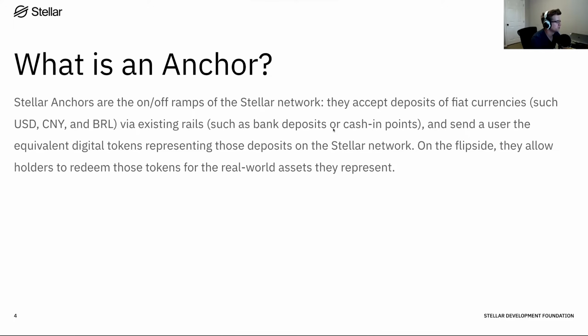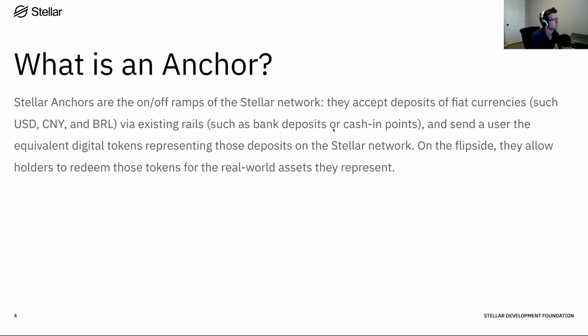Again, to steal from our description on stellar.org of what an anchor is: Stellar anchors are the on and off ramps of the Stellar network. They accept deposits of fiat currencies, such as USD, CNY, and BRL, via existing rails, such as bank deposits or cash-in points, and send a user the equivalent digital tokens representing those deposits on the Stellar network. On the flip side, vice versa, they allow holders to redeem those tokens for the real-world assets they represent.